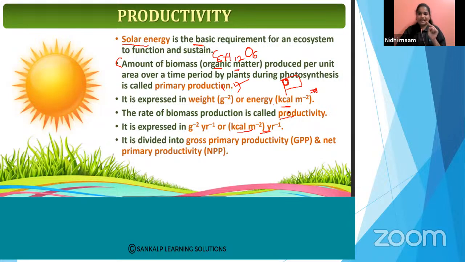When it comes to productivity, we will calculate it per year. Productivity is divided into two types: gross primary productivity and net primary productivity. Okay, fine.